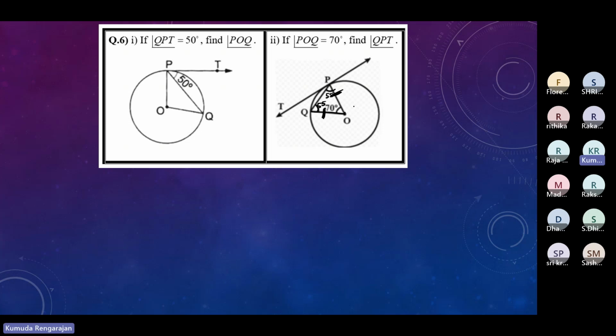The question is to find QPT. 35 degrees. Yeah, correct. The question is to find this angle. We know that this full angle is 90 degrees because radius tangent is 90 degrees. So 90 minus 55 is 35 degrees. This one is 55, but this angle is 90. So QPT is 35 degrees.